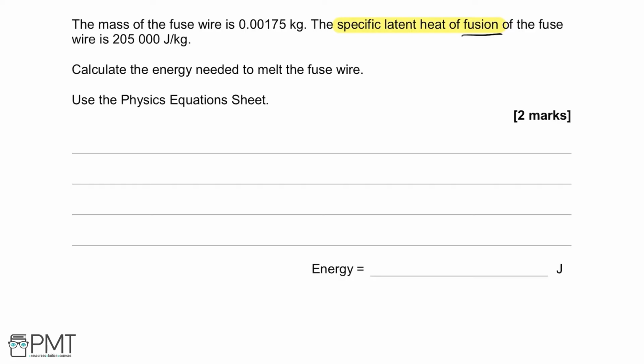So we're told we need to look in the physics equation sheet. So you would get out your physics equation sheet and you would look for an equation that had the specific latent heat, had mass, and had energy.